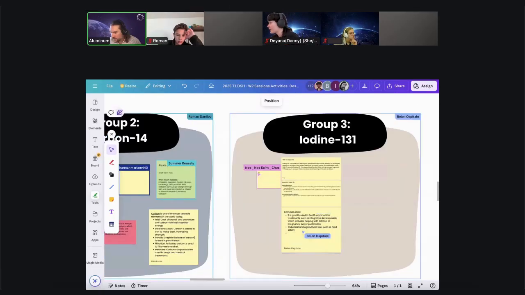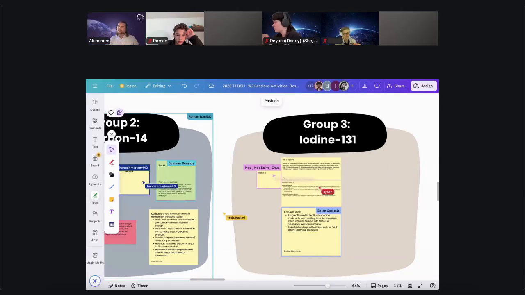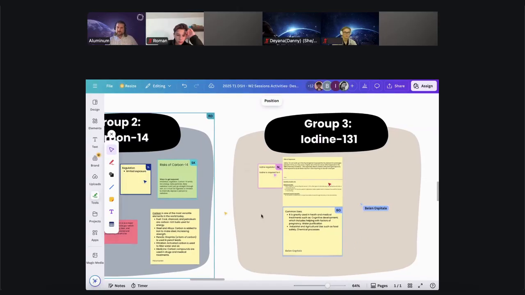Group 3, can you share one of your benefits of iodine, please? One of the medical benefits to I-131 is after surgery to remove thyroid cancer. So it's often given to eliminate any remaining thyroid cells or cancerous tissue left in the body after the surgery.